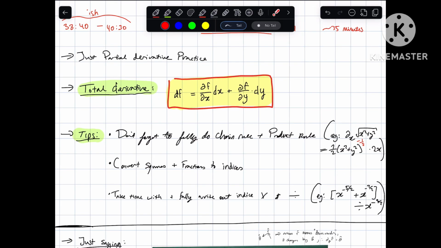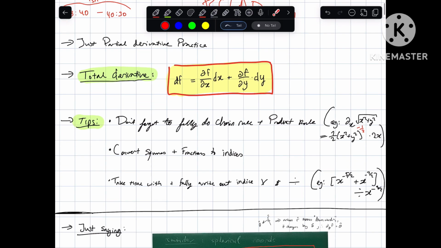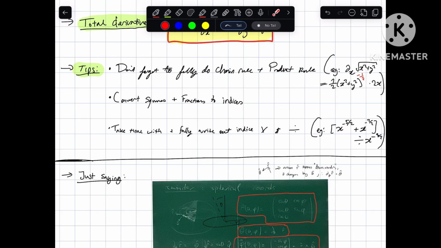Tips here are basically just: fully do out a chain rule, fully do out a product rule, and convert squares and fractions to indices, because it's so much easier. That's just how you differentiate. For example, this root, we'll turn it into x squared plus y squared all to the half. And take your time and fully write out indice multiplication and division. Just because I messed up a question, please write it out fully. Don't do it in your head.